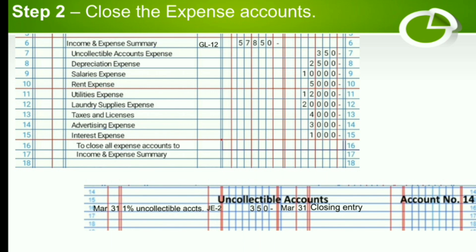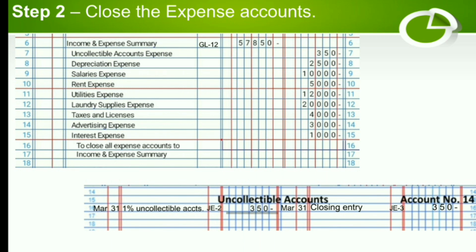For the folio, we're going to write JE3 since the second closing entry is written in page number 3 in the general journal. And then the amount is 350 pesos. If you notice, the debit amount of uncollectible accounts and the credit amount of uncollectible accounts are the same, which is 350. So 350 debit less 350 credit is equal to 0. At this point, the uncollectible accounts account is now closed.